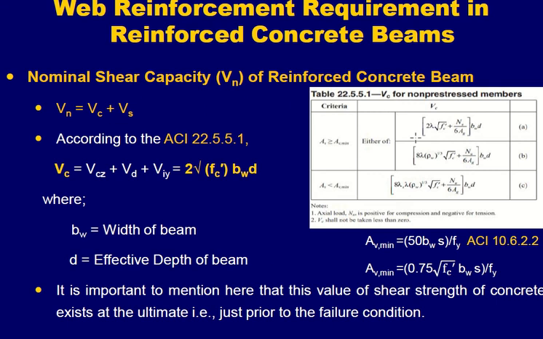And the table is given in the figure as well, where bw is equal to the width of the beam, d is the effective depth of the beam. It is important to mention here that this value of shear strength of concrete exists at the ultimate, that is just prior to the failure condition, and it is not from the beginning, so do not confuse it. Also there are requirements of Av minimum by ACI 10622, that you have to provide minimum area of steel in the shear as well, and we will discuss it later on.